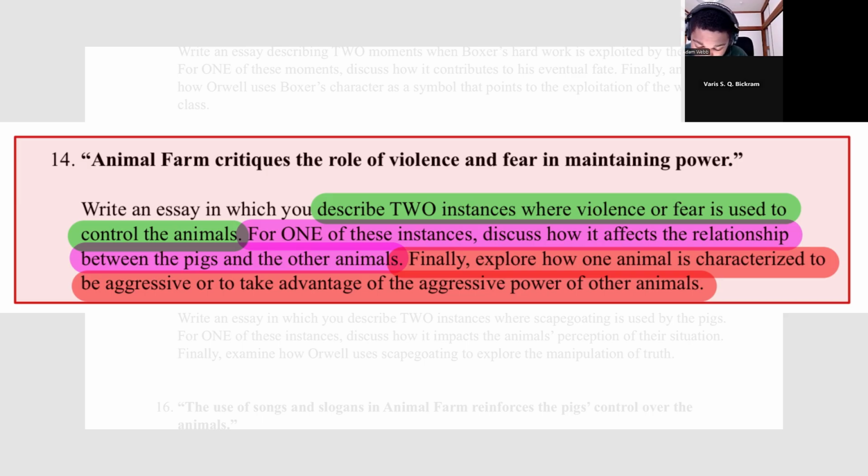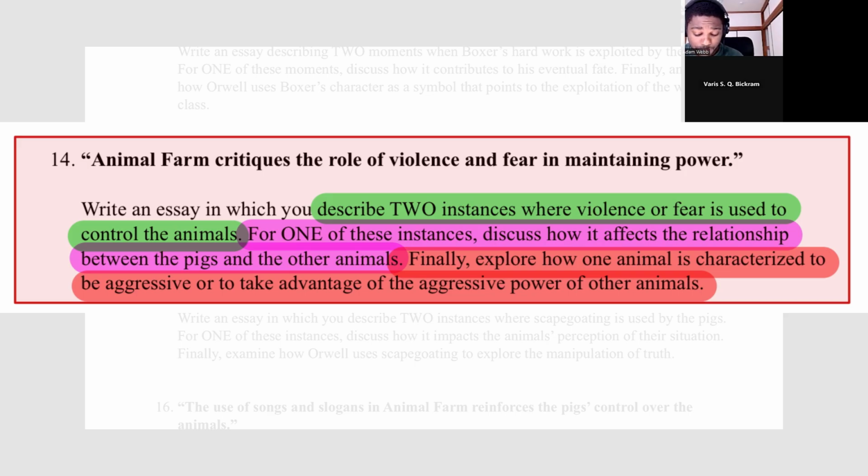And finally, explore how one animal is characterized to be aggressive or take advantage of the aggressive power of other animals. I like this question. It's not very easy. It feels a little complicated. But we know enough about the pigs and about Napoleon and about these 9 dogs to answer this question.